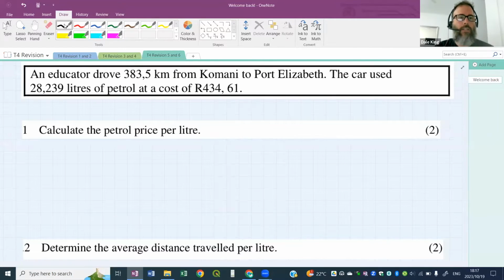An educator drove 383.5 kilometers from Komani to Port Elizabeth. The car used 28,239, wow, they got 3 decimals there, liters of petrol at a cost of 434 Rand 61. They want us to calculate the petrol price per liter. All right, 2 marks, 2 minutes. Work out the per liter price of petrol based on this information. 2 minutes, put your answers in the chat so we know that you're all done, and then we'll go over this one.